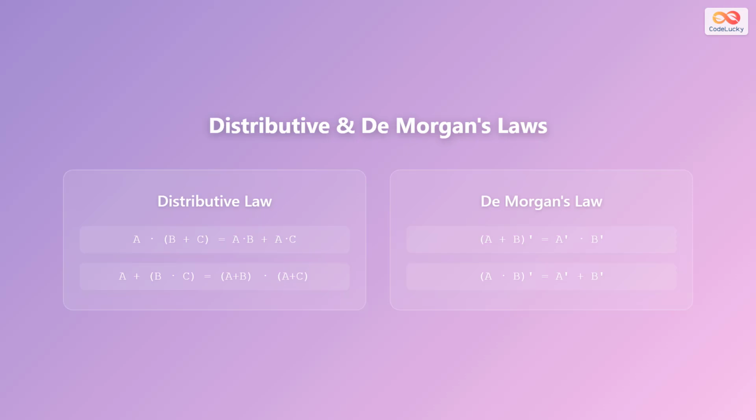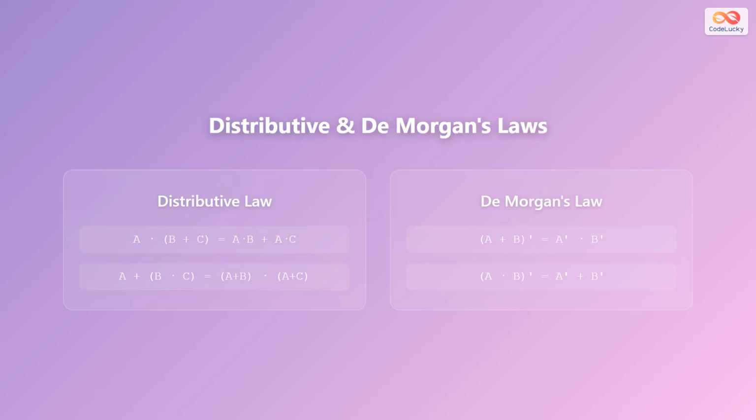In this section, we will explore the distributive and De Morgan's laws, which are essential for expanding and simplifying Boolean expressions. The distributive law allows us to distribute a variable across terms. It states that a multiplied by the quantity b plus c equals a multiplied by b plus a multiplied by c. It also states that a plus the quantity b multiplied by c equals the quantity a plus b multiplied by the quantity a plus c.